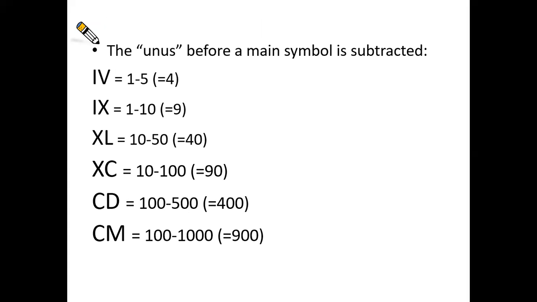The unit before a main symbol is subtracted. So in that way, an I before a V equals 5 minus 1, which is equal to 4. 10 minus 1 will be equal to 9. 50 minus 10 will be equal to 40. 100 minus 10 will be equal to 90. 500 minus 100 will be equal to 400. And 1,000 minus 100 will be equal to 900.